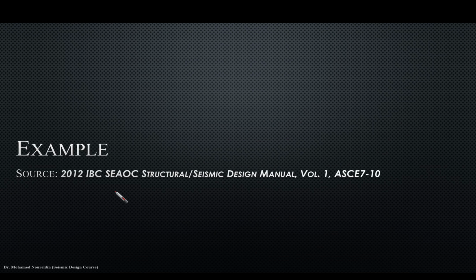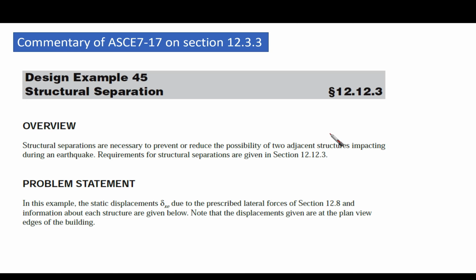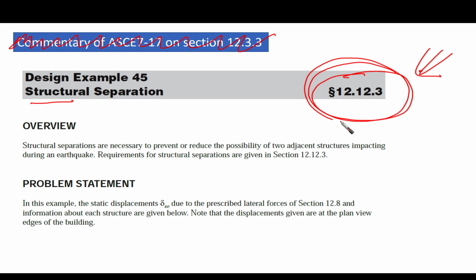And the example of today, we are going to use the 2012 IBC SEAOC Structural Seismic Design Manual, and actually it follows ASCE 7-10, so we are going to go through it. Okay, now let's go with the design example. It is structure separation, and the section under consideration in ASCE is 12.12.3.